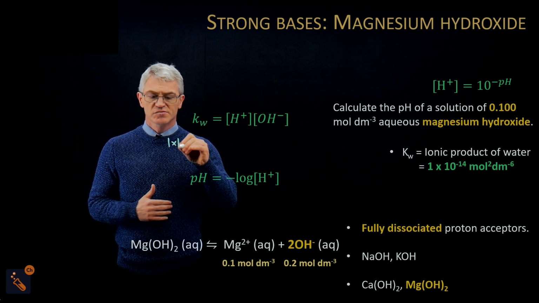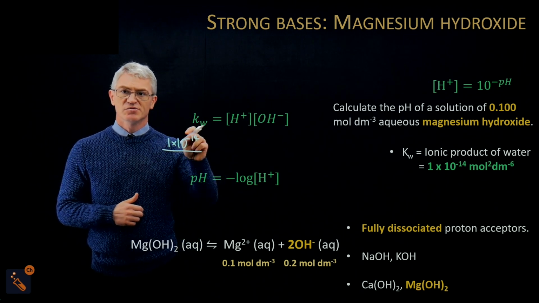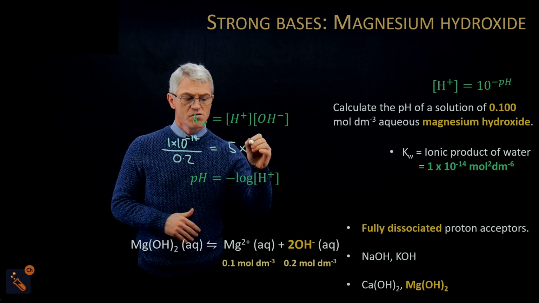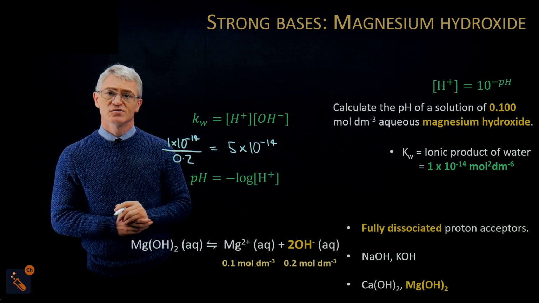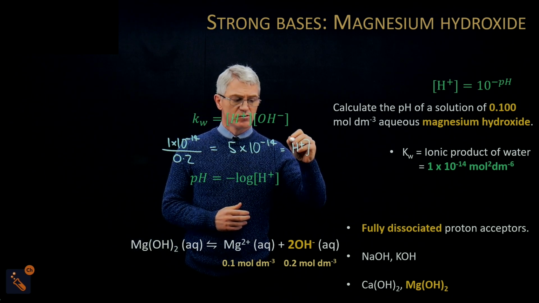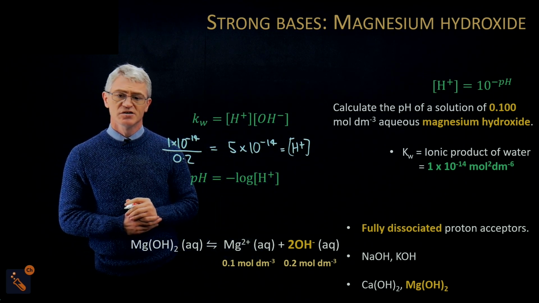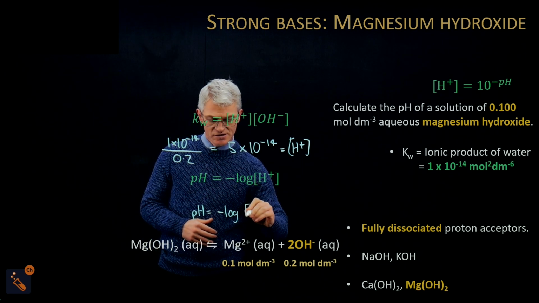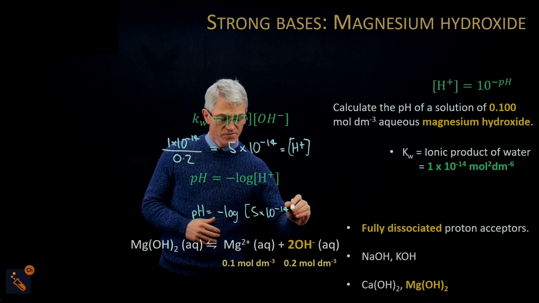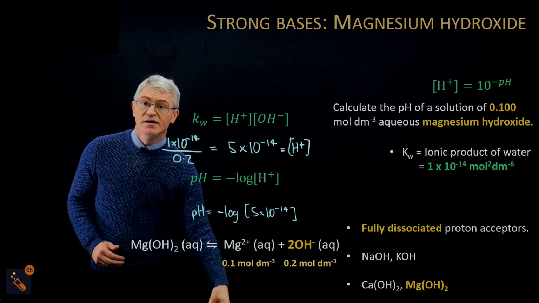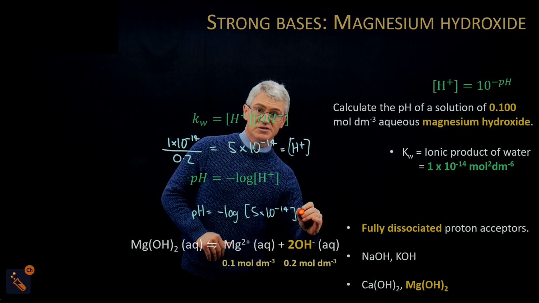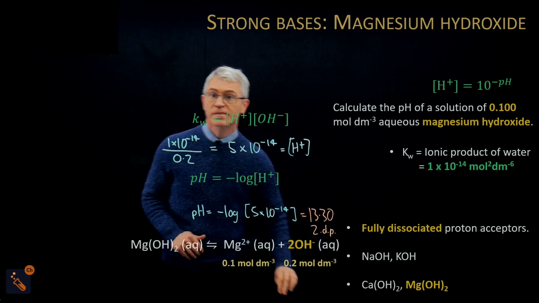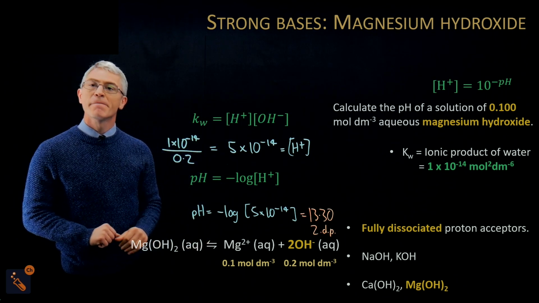Again, we've got 1 times 10 to the minus 14. We will divide it by the OH minus because we're bringing it down there. The OH minus is 0.2, so that equals 5 times 10 to the minus 14. That is equal to our H plus concentration. Then we can go down here and say pH equals minus log of our H plus, which is 5 times 10 to the minus 14. Put that into your calculator and you should get 13.3 to 2 decimal places. And you can see with the same concentration how we're getting a different pH.